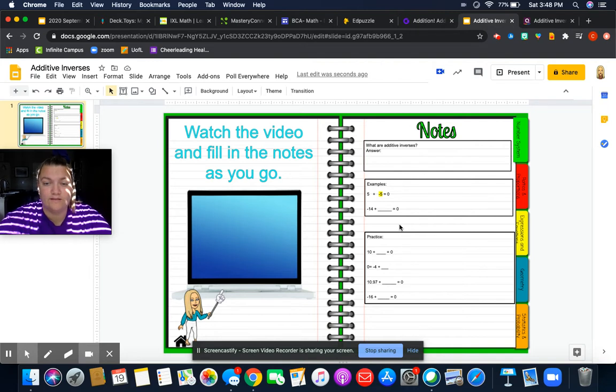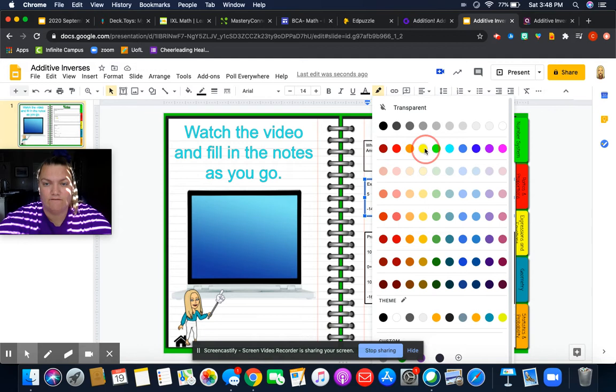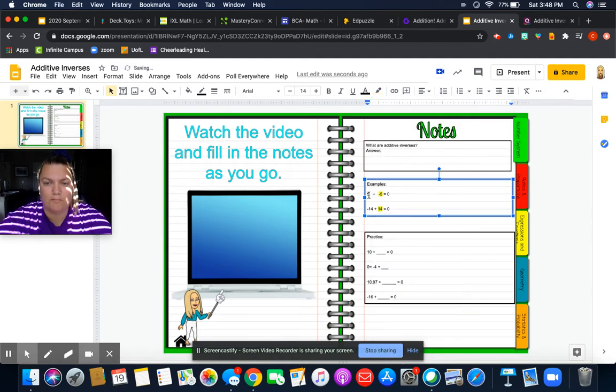Same thing if we start with negative 14. Negative 14, the additive inverse, again, is that number we're adding to get a product of 0. Negative 14 plus what equals 0? Change our sign, keep the number the same. Positive 14 is that additive inverse. So again, we have our number, our additive inverse, and our product of 0.